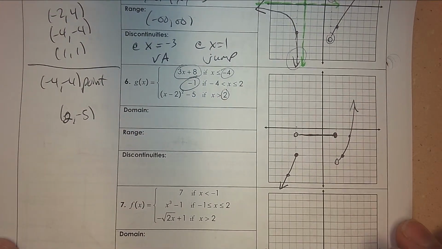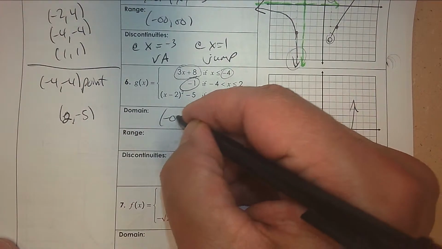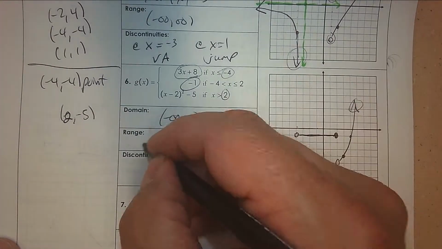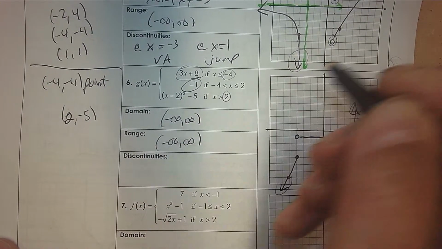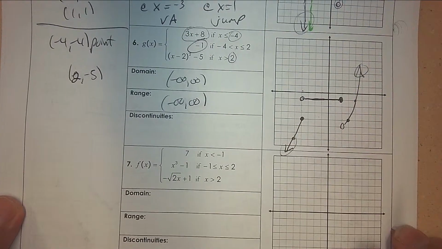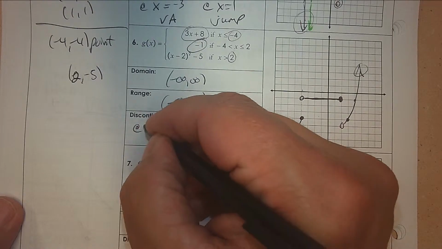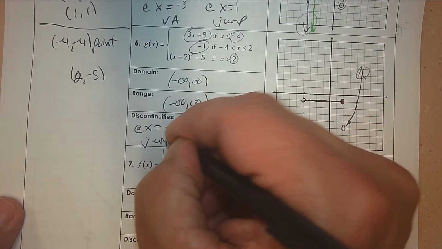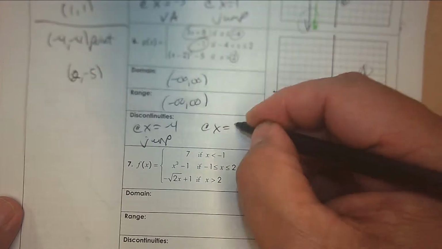The domain is all real numbers. The range is also all real numbers. Are there any discontinuities? There's 2 of them. So at x equals negative 4, there's a jump. And at x equals 2, there's a jump.